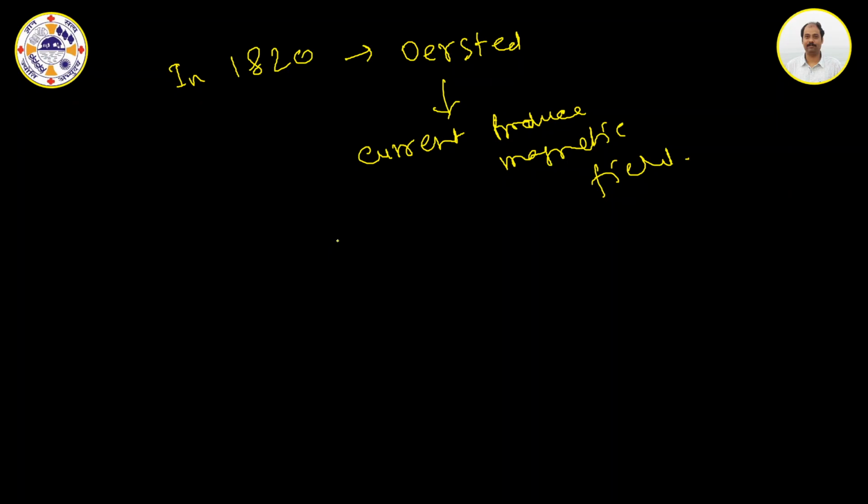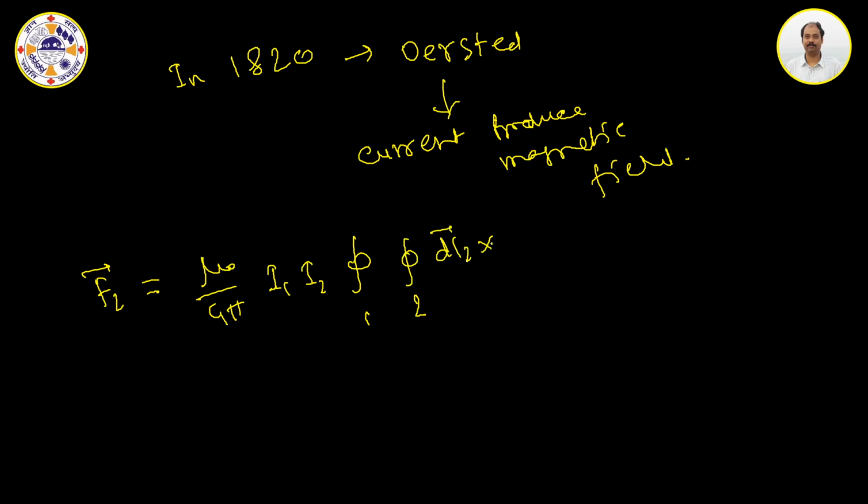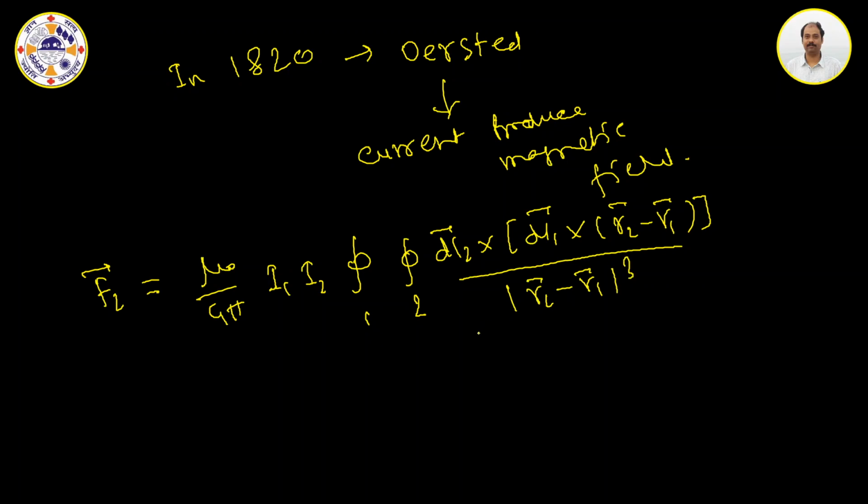So Ampere presented the result of a series of experiments which mathematically can be written as F2 is equal to mu 0 by 4 pi I1 into I2, closed integration over 1, closed integration over 2, dl2 cross dl1 cross (r2 minus r1) divided by mod (r2 minus r1) cube. Don't get confused, I will explain this expression clearly.